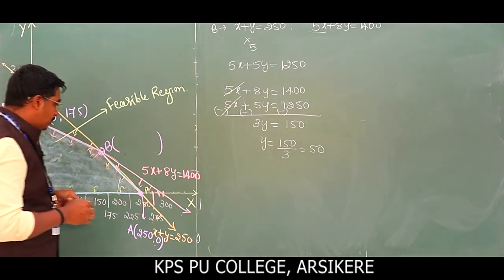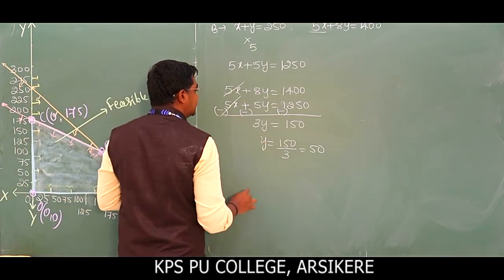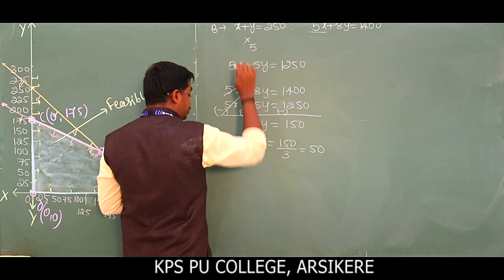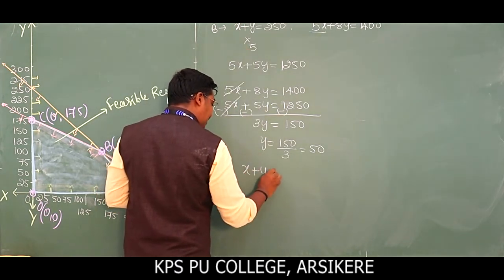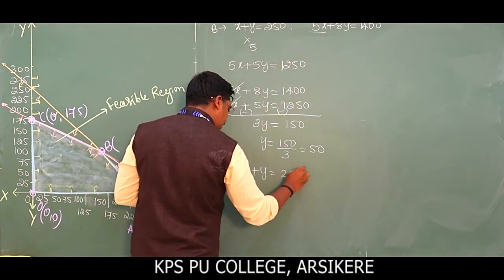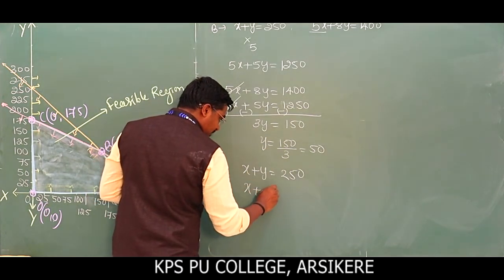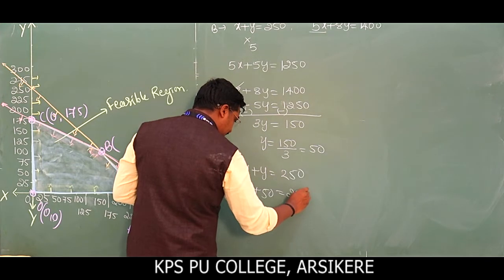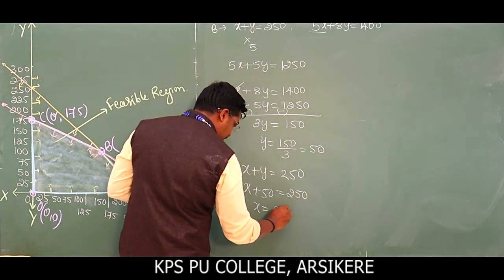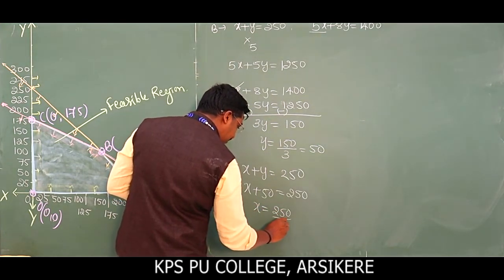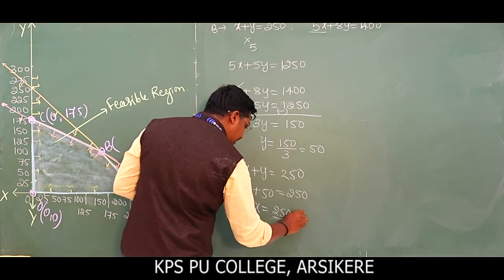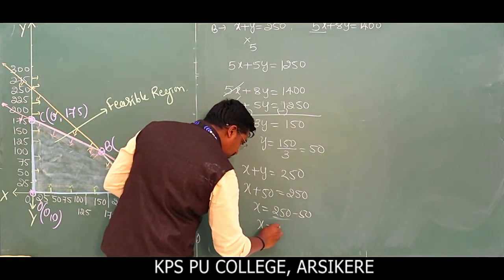Okay. Similarly, what about the next point here? Next, substitute, take the equation x plus y is equal to 250. Substitute y is equal to 50, x plus 50 is equal to 250. What is x? x is equal to 250 minus 50. So what happened here? x is equal to 200.